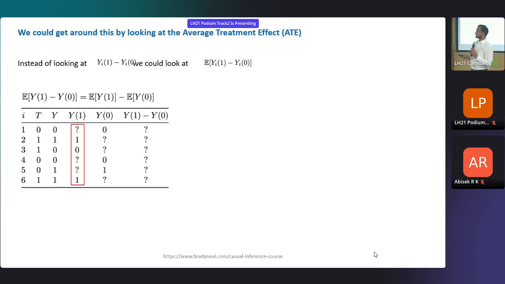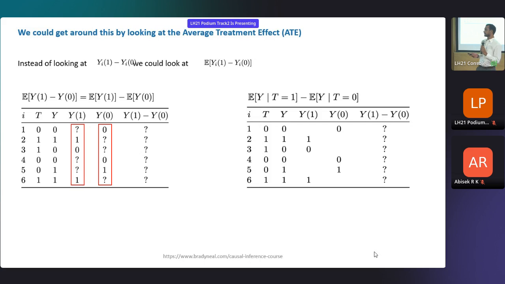So if we want to look at the expectation of y1, there are a few unknowns, because we can only observe one of the potential outcomes, and similarly there are a few unknowns in y0. So how about we take a conditional expectation? Instead of looking at the difference in expectations, we could look at the difference in conditional expectations. For the conditional expectation of y given t is equal to 1, we could calculate the expectation here, which is 2 by 3. And for t is equal to 0, that is the no treatment case, it is 1 by 3. So from the difference, 1 by 3, we can say that it may be a causal effect.